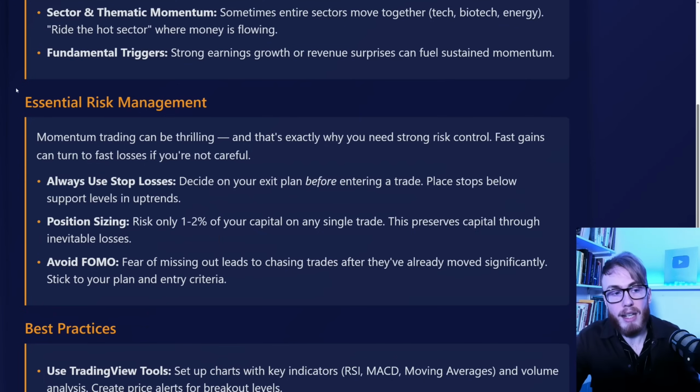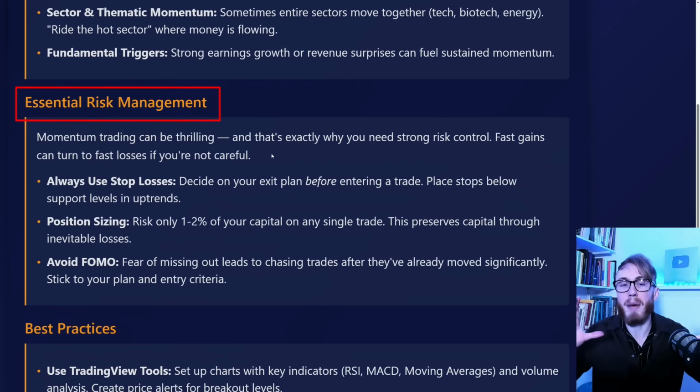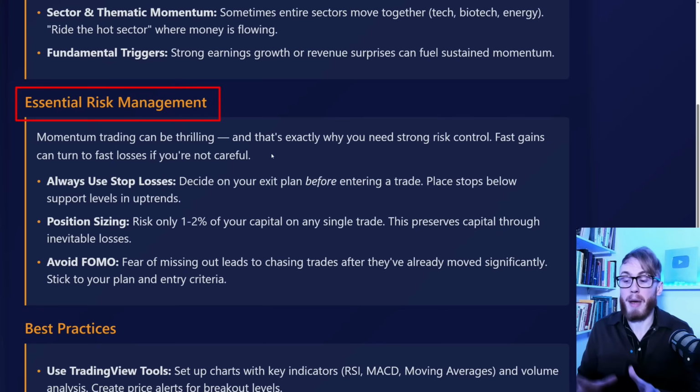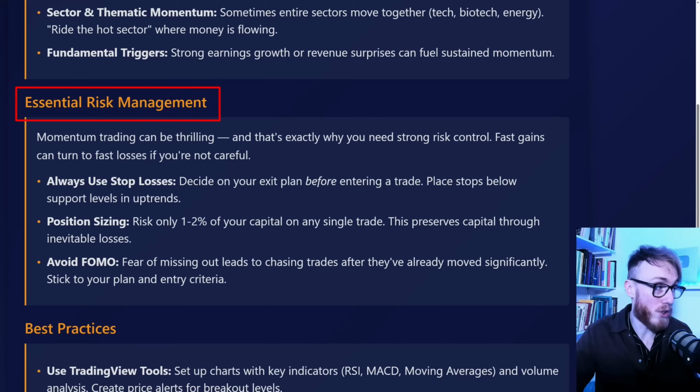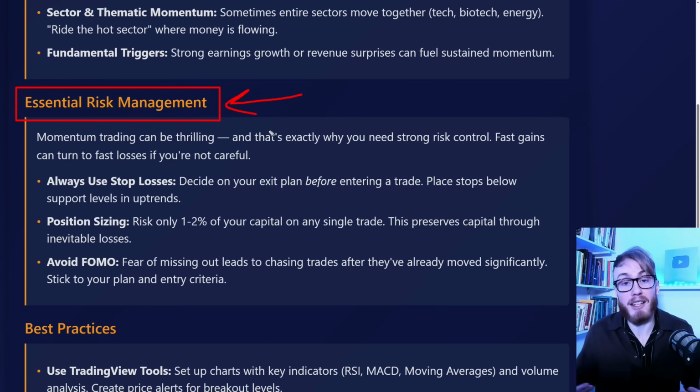But all right, so here, and this is very important, what about the risk management when it comes to trading momentum? Remember, momentum can be a great way to make money, but if you are not careful and if you are not respecting the risk management, it can actually lead to big losses. So this is very important to pay attention to. As I said, momentum trading can be thrilling, and that's exactly why you need strong risk control.